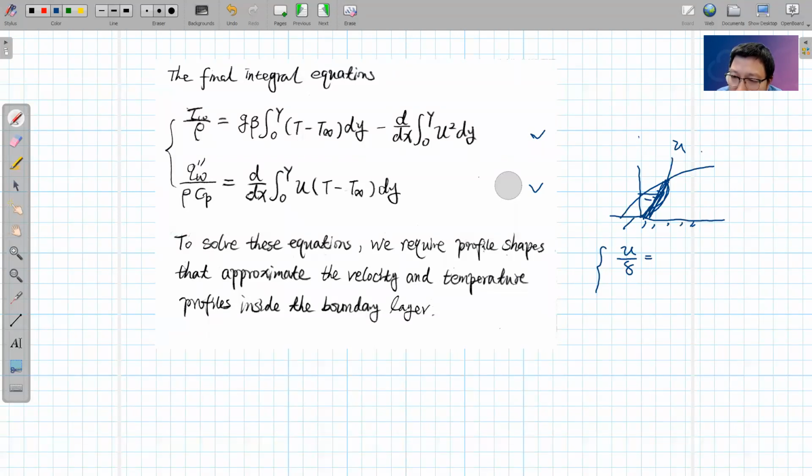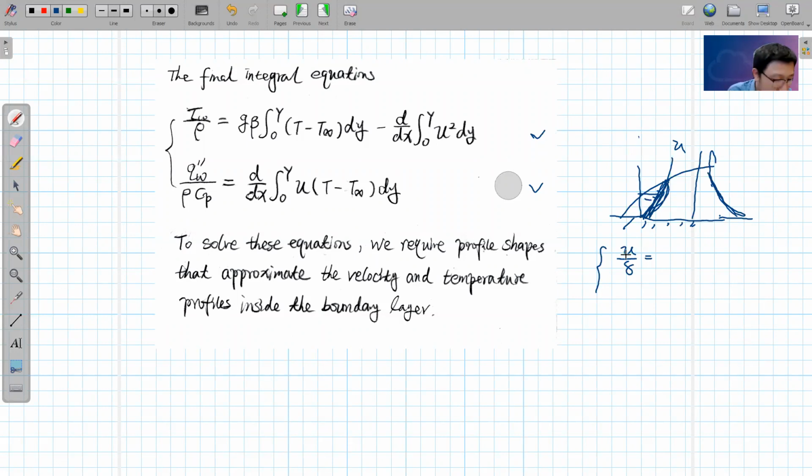And also for the temperature field, I can assume the temperature profile with some known function. Although we do not know it, we can assume it to be some function. After we assume these two shape functions, we bring them into this integral equation. We can solve to get the values of tau w and qw prime prime. And if you approximate these profiles not too badly, the result will be very good compared with the exact solution.